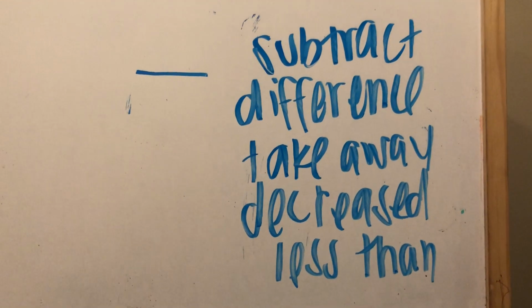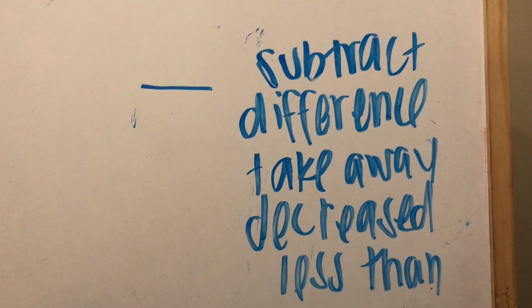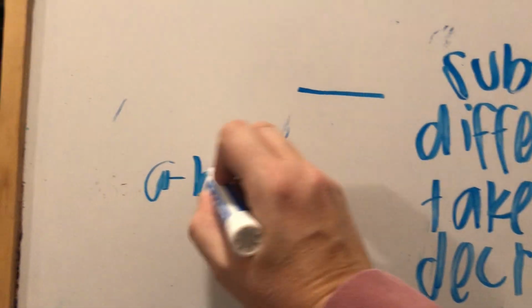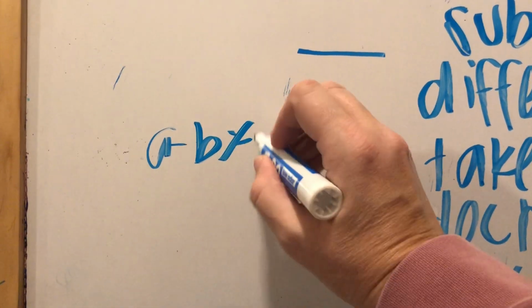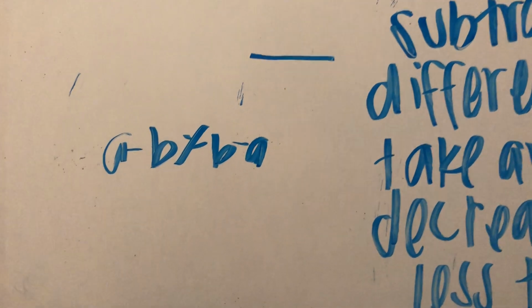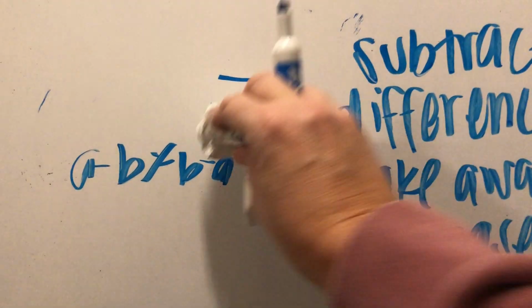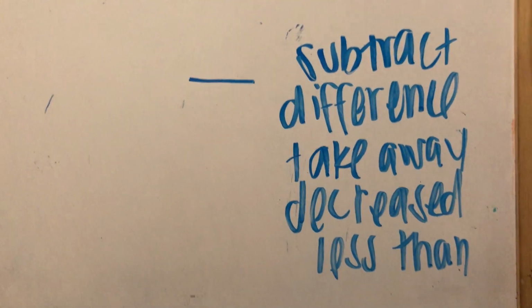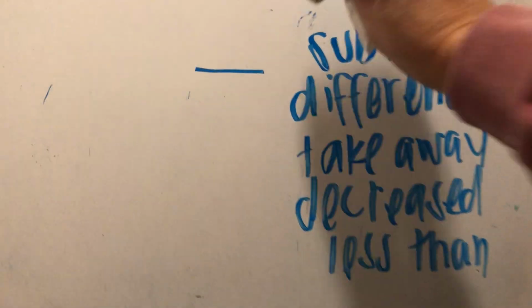Now, one thing to keep in mind with subtraction, this does not follow the commutative property. So that means that if we do A minus B, that is not equal to B minus A. That we can't switch our order. So when we're looking at subtraction in algebraic expressions, we really have to think logically to make sure that we're following the correct order. Now, our next operation that we're going to talk about is multiplication.